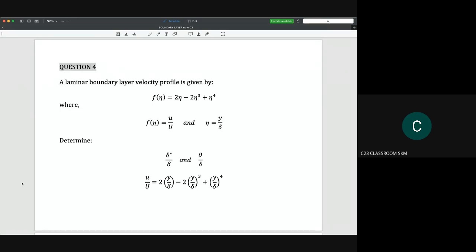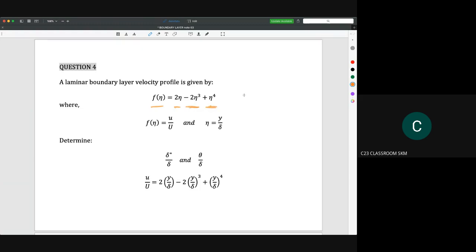Okay. Today we continue our discussion on boundary layer. So we are going to answer question number 4. As shown on your screen, the laminar boundary layer velocity profile is given by f(eta) equal to 2 eta minus 2 eta cube plus eta to the power of 4.